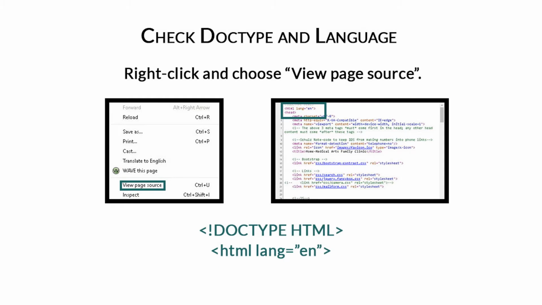Okay, we're going to check the doctype and the language. Do a right click and choose View Page Source. Then if you want to, you can do a Control F, but look for doctype HTML, HTML lang equal EN, or whichever language you're targeting.